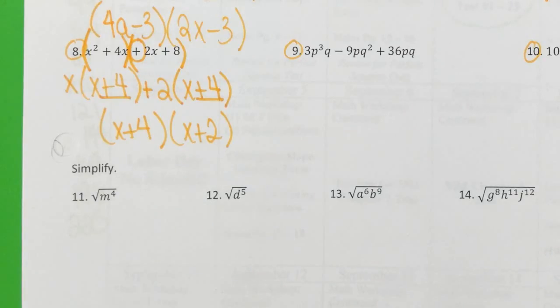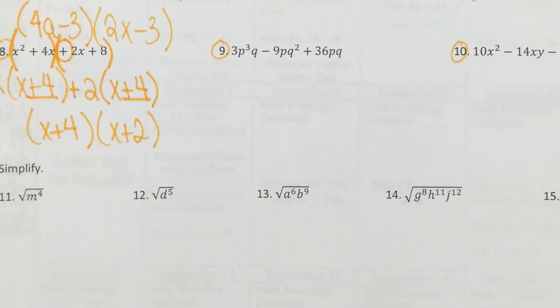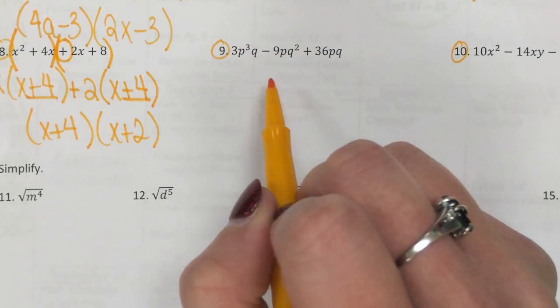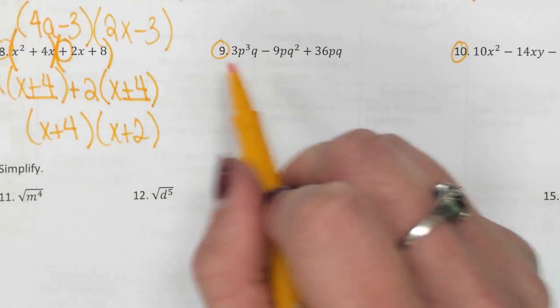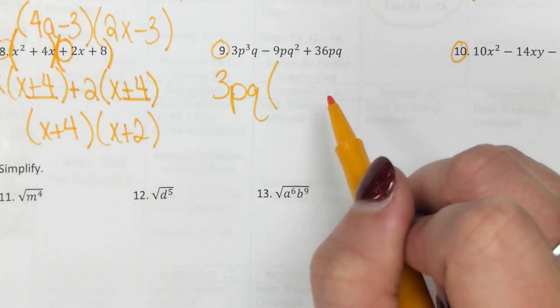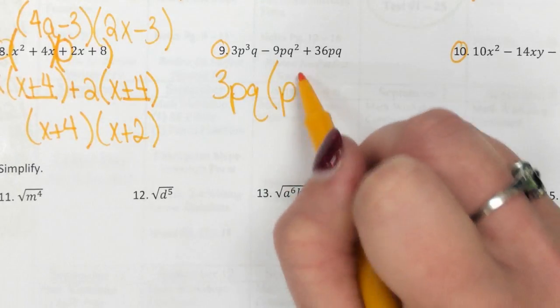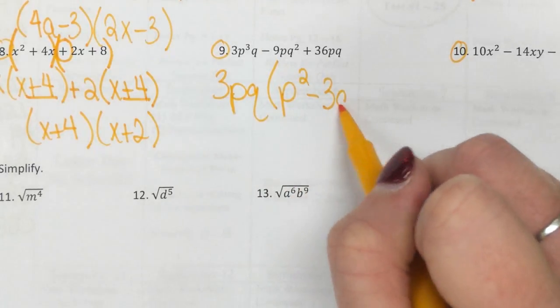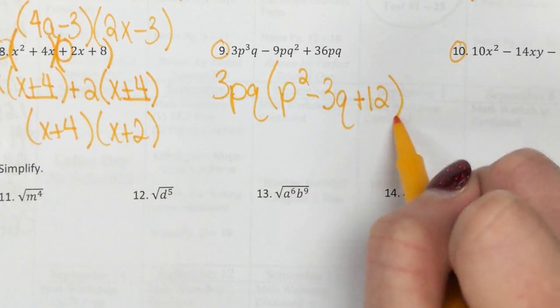All right, what about number 9? How many terms does number 9 have? 3. If you have 2 or 3, you do GCF. Very good. Which in this case is how much? Perfect. Plus 12. Very good.